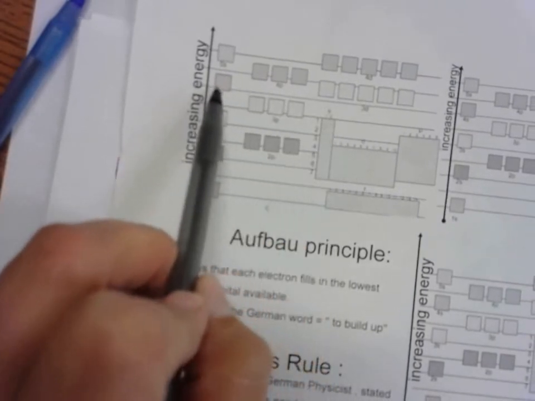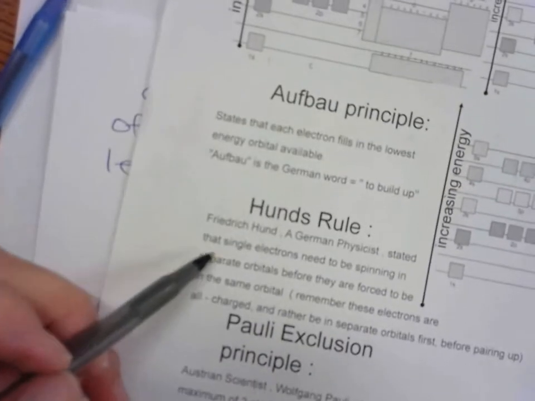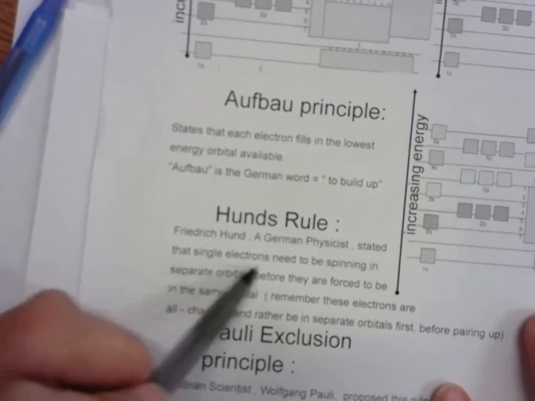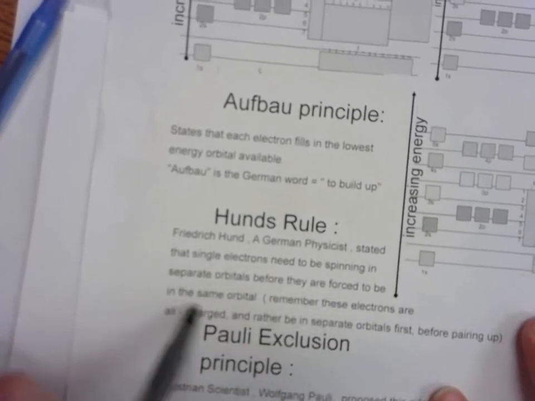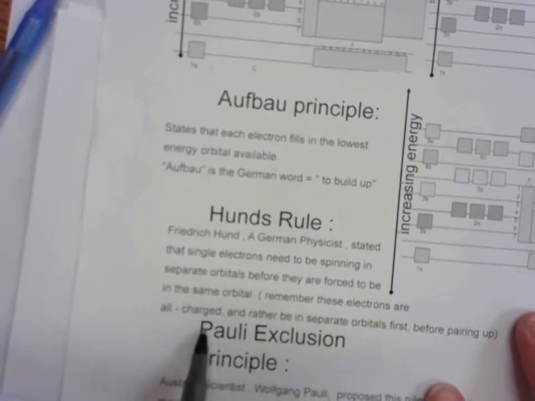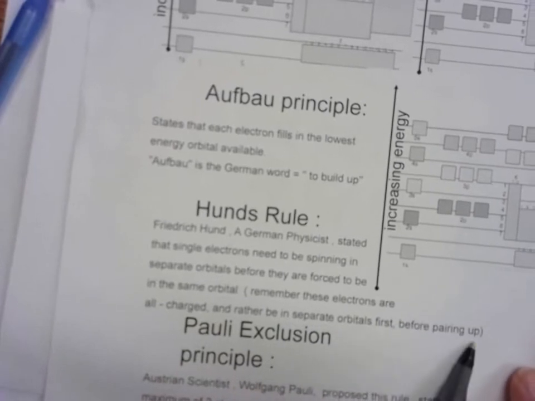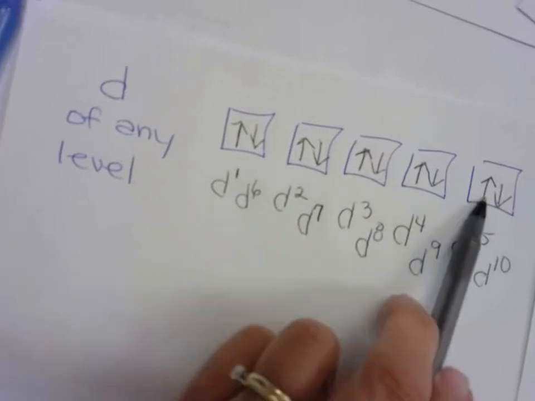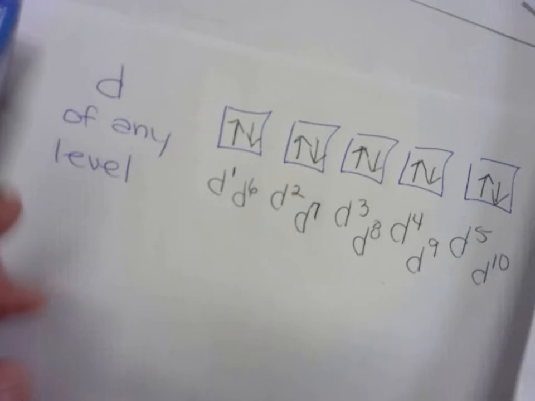Okay? When you do Hund's rule, it's named after a German physicist, and he stated that single electrons need to be spinning in separate orbitals before they are forced to be in the same orbital. Just remember that these electrons are all negatively charged and would rather be in separate orbitals first before pairing up. Okay, that's this going up, up, up, up, up, and then going down, down, down, down. That's Hund's rule.